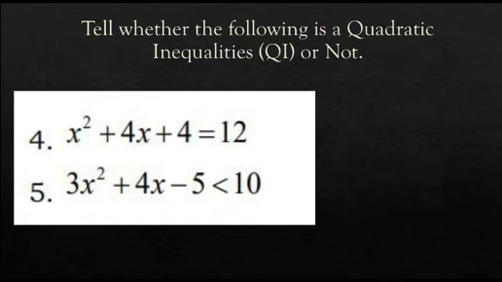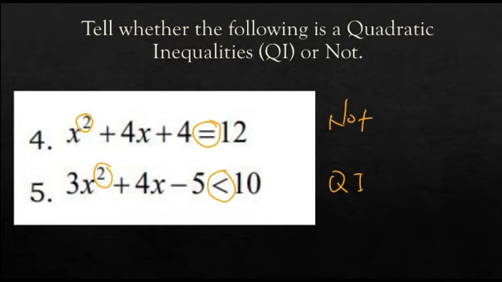Next, number 4, we are given x squared plus 4x plus 4 equal to 12. So the highest exponent is 2, but the symbol is the equal sign. So this is not a quadratic inequality. And finally, number 5, we are given 3x squared plus 4x minus 5 less than 10. So again, the highest exponent is 2 and it is using the less than sign. So therefore, this is a quadratic inequality. Okay, that's all for the illustration.